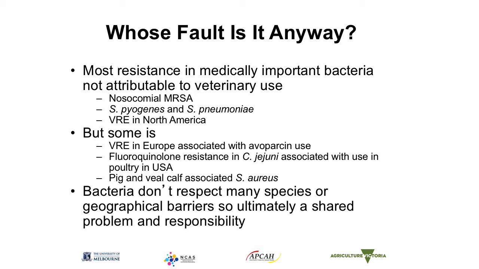And this includes vancomycin-resistant enterococci in Europe, which were associated with avoparcin use in both pigs and poultry, with the development of fluoroquinolone resistance in Campylobacter jejuni in North America, which was associated with the use of fluoroquinolones in poultry, and the development of multiple resistant Staphylococcus aureus in association with pig and veal calf raising, particularly in Europe, but increasingly across the globe.